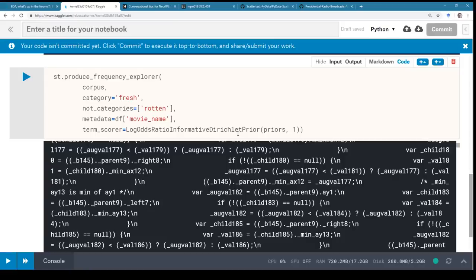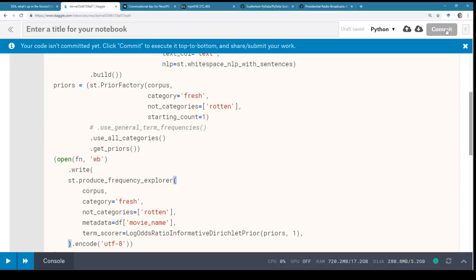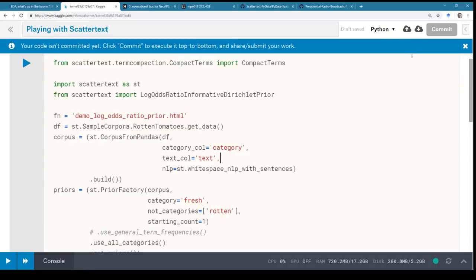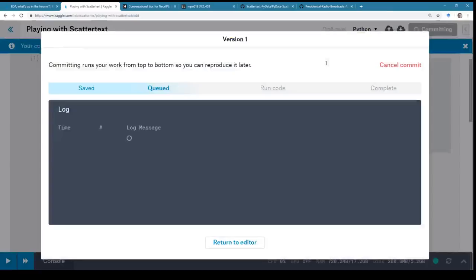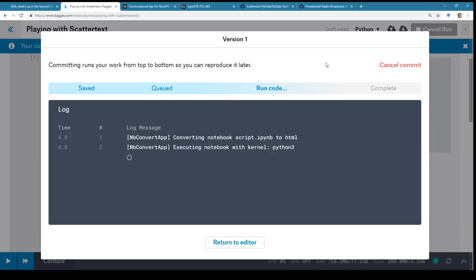All right, I have one more thing I can try. Playing with scatter text. The next thing I'm going to have to do is just sort of give up on scatter text and try something else. I haven't actually played around with it before, but I've seen some really gorgeous visualizations out of it. I want those visualizations.